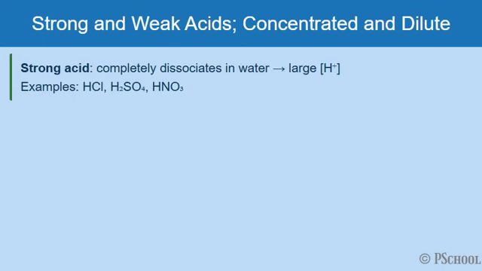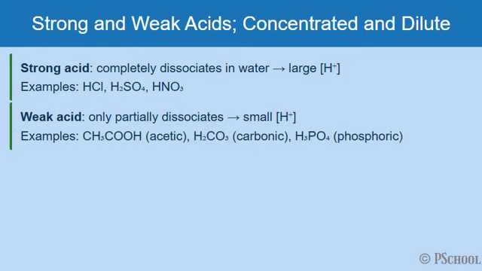A strong acid completely dissociates in water, producing a large concentration of H+ ions. Examples: hydrochloric acid, sulfuric acid, and nitric acid. A weak acid only partially dissociates, producing a small concentration of H+ ions. Examples: acetic acid, carbonic acid, and phosphoric acid.